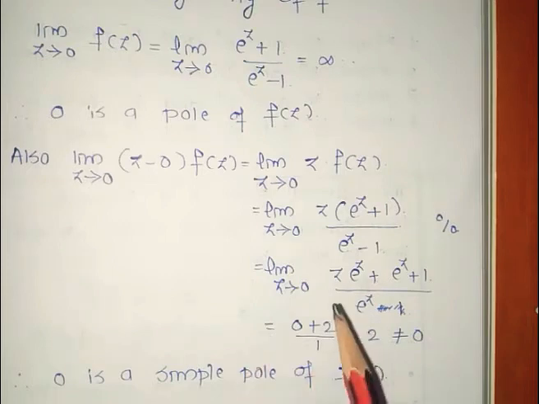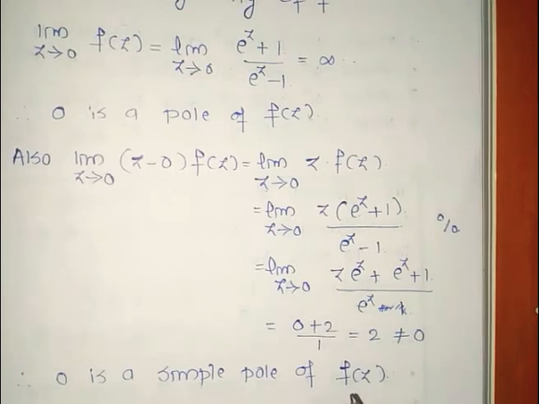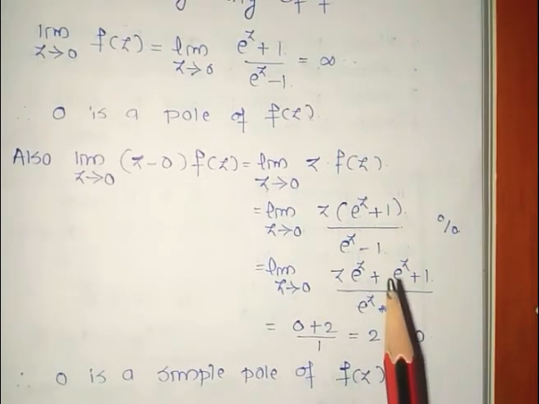So we have 0 is an isolated singularity, and it is also a pole of f of z, and 0 is a simple pole of f of z. Since 0 is a simple pole, for calculating the residue of f of z at z equal to 0, we can use the above note.